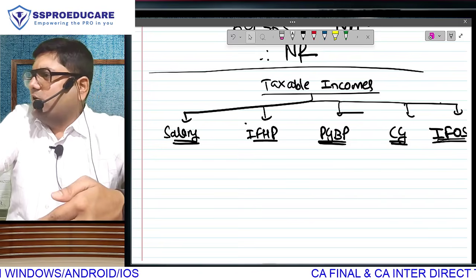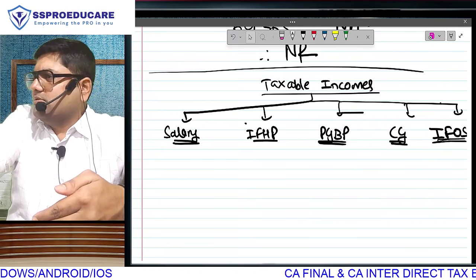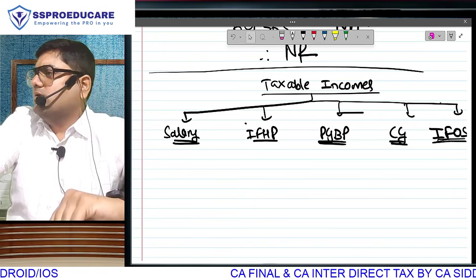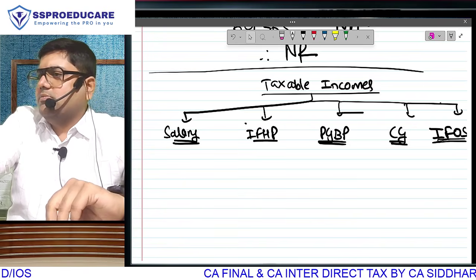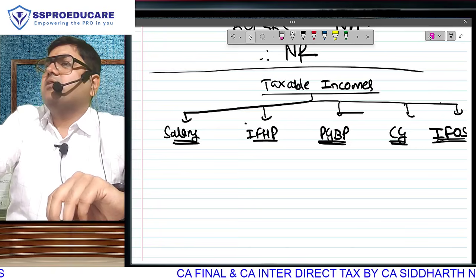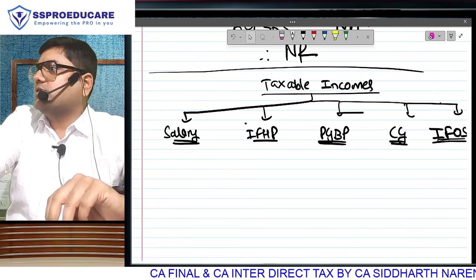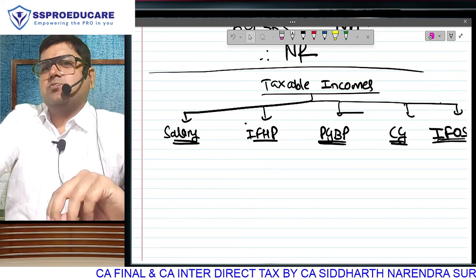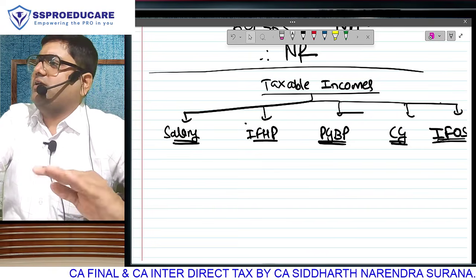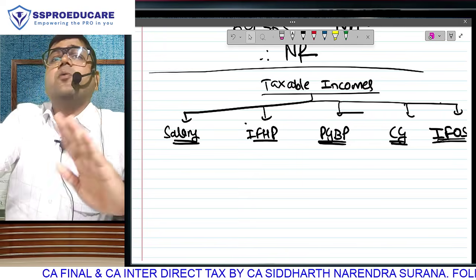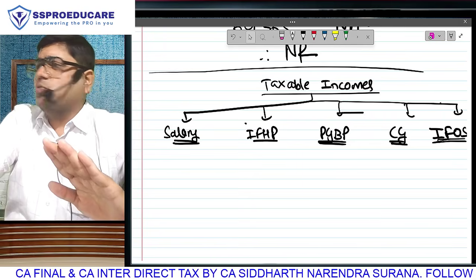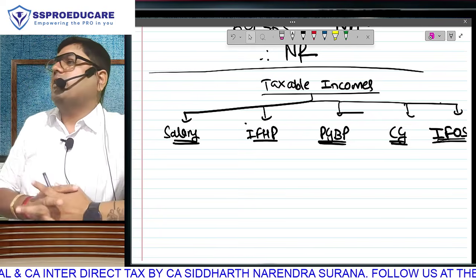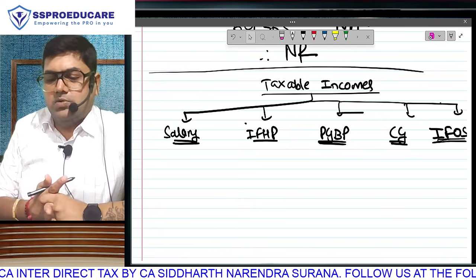So we still have roughly 1.5 months. Almost 1 month will be consumed only and only to learn the 5 heads of income. Business profession, capital gain will take roughly 7 to 8 lectures. Not hours, lectures. Salary is slightly smaller, meaning 6-7 lectures that will also take. House property and IFOS are small, about 2.5 lectures each. But effectively, you can count that almost a month will be consumed only to learn this.